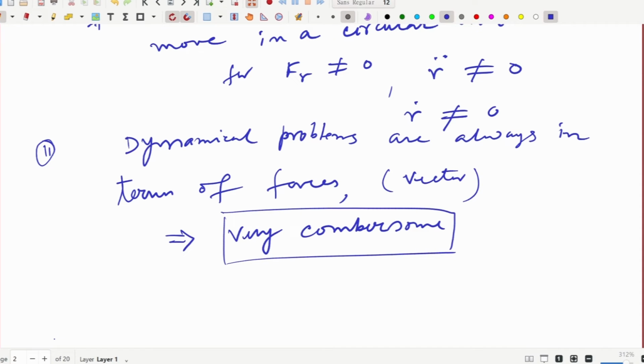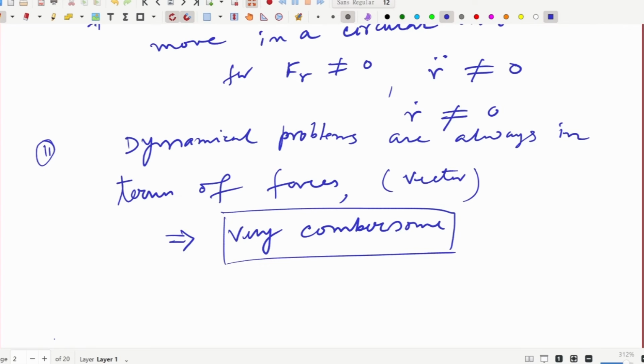So we have two problems in Newtonian mechanics. One is that you have to use the inertial frame, which generally people consider as the Cartesian coordinates. And the second problem is that dynamical problems are always in terms of forces. That equation of motion we write always in forces, which is a vector. So for each and every particle you have to keep track of this, and if you have a large number of particles, or many particles, then this method is very cumbersome.